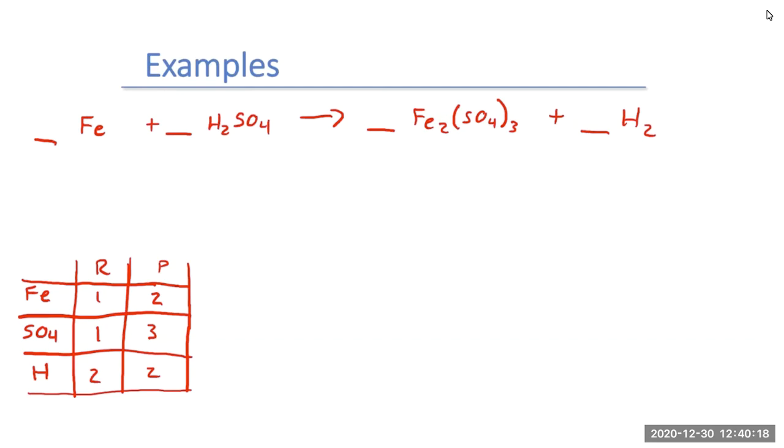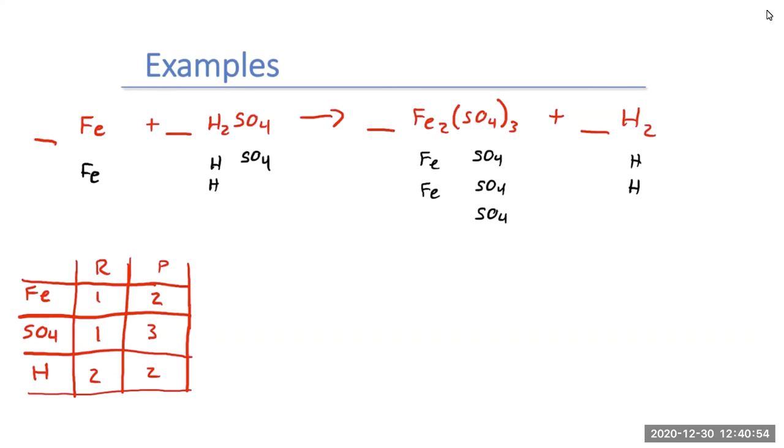And now also, if you're a more visual person, you can draw out everything underneath it. So you see I have 1 iron, 2 hydrogens, 1 sulfate, 2 irons here, 3 sulfates, and 2 hydrogens. Either way works. A table takes a little bit less space, but if you're more visual and you need to draw it out right now, go for it.